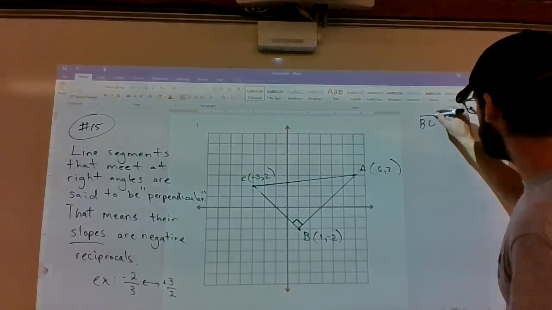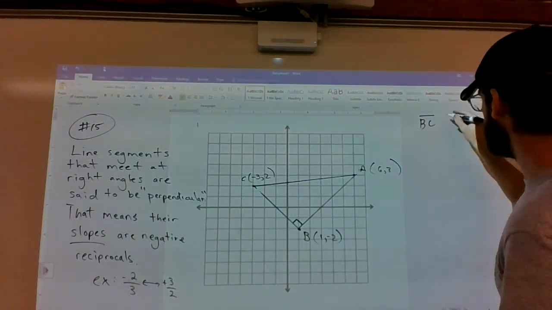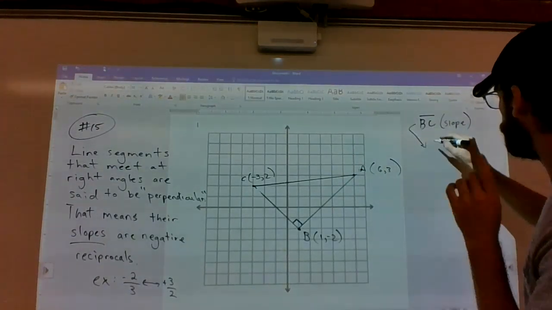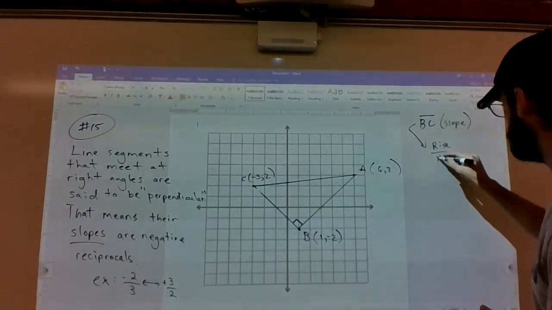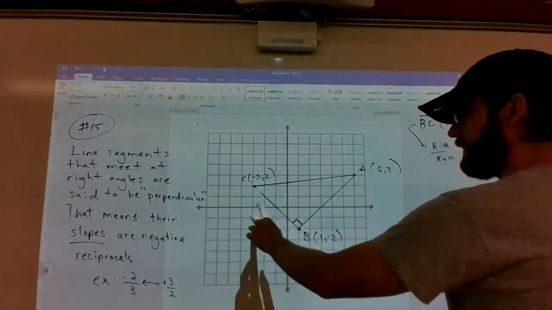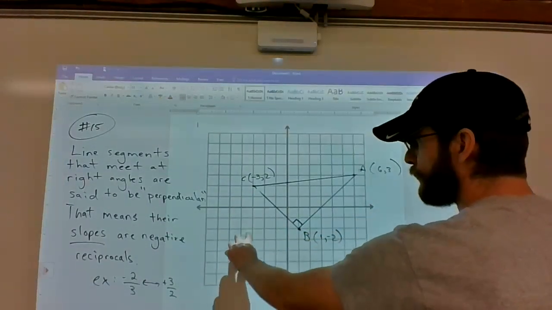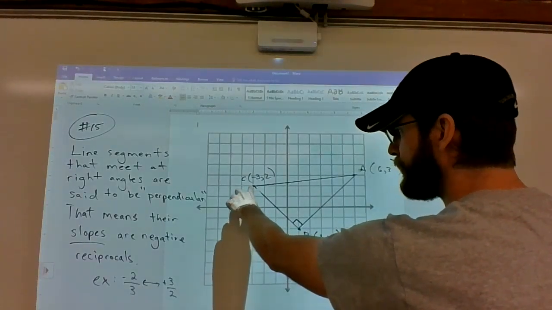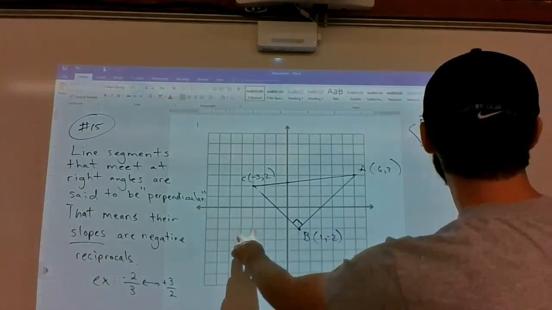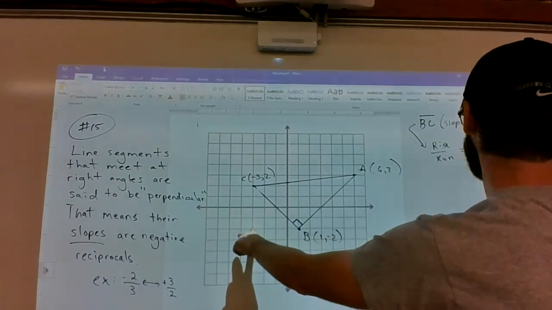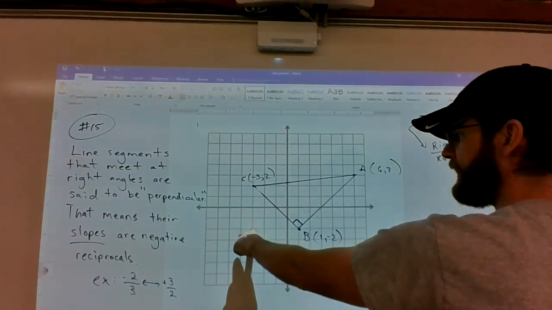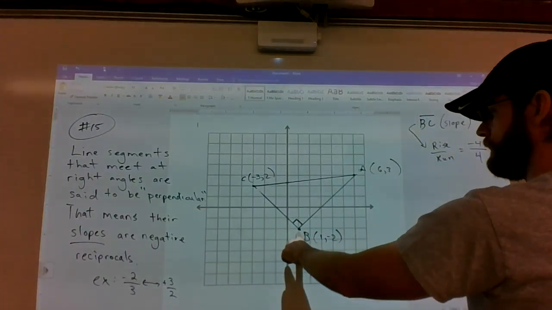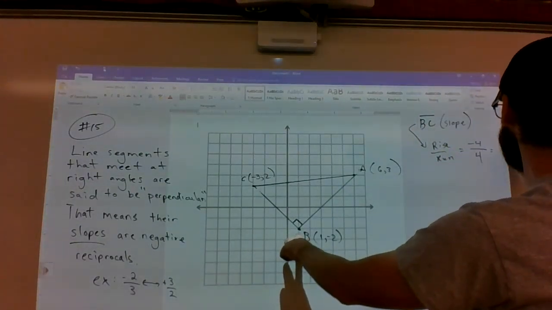So BC, its slope is going to be the same as its rise over run. So the vertical rise to get from B to C, or vice versa, I'm just going to start here, means you go down 1, 2, 3, 4 units. So down 4 would be the rise. The run would be right 1, 2, 3, 4. Okay? And that ultimately equals negative 1.